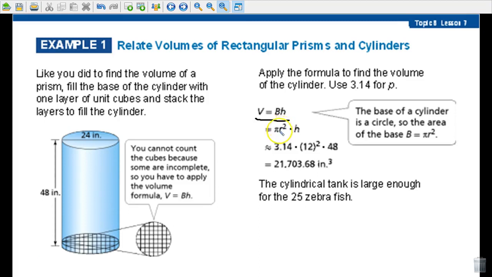V equals capital BH, but the base of a cylinder is a circle, so the capital B stands for the area of the base. So capital B equals the area of the base.